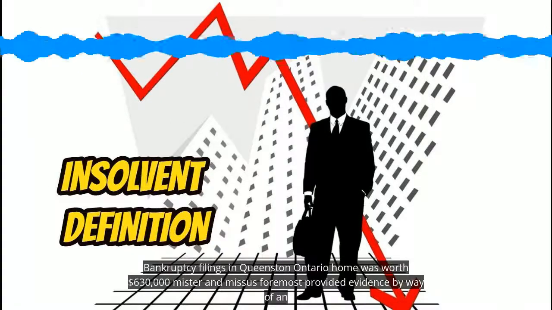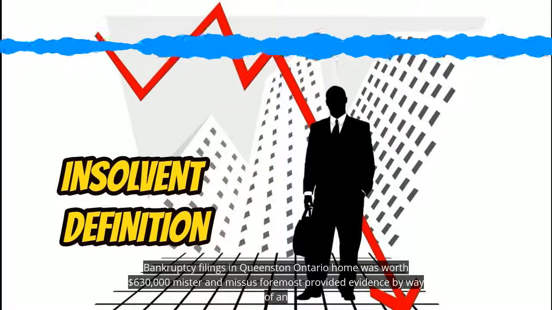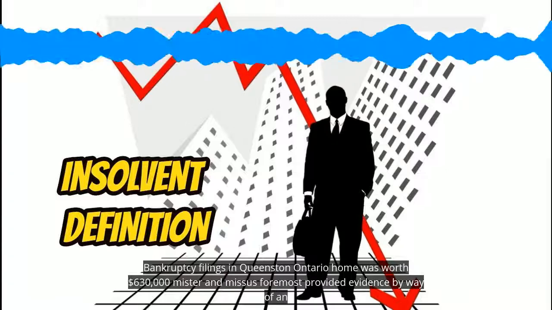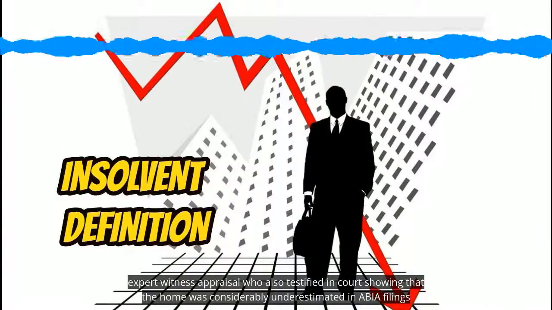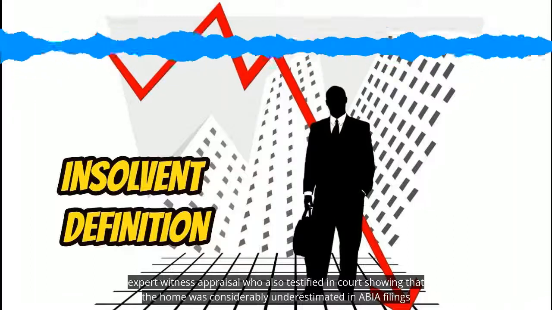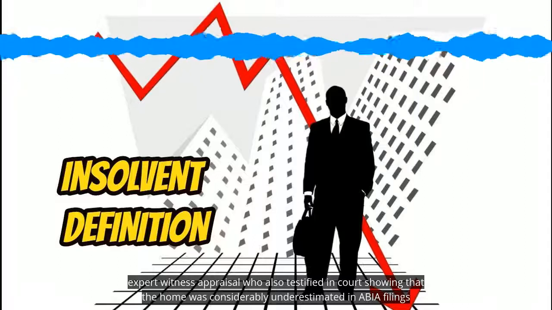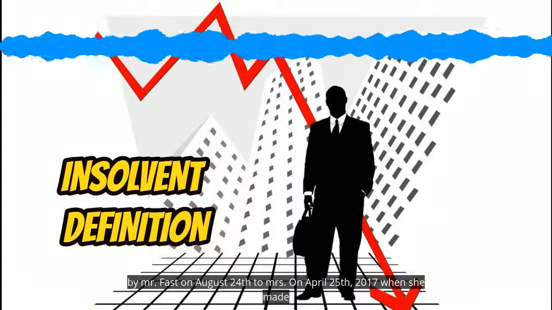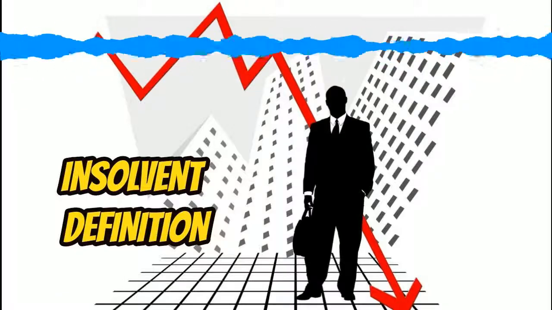In their different bankruptcy filings, each of the Fasts attested in their respective sworn statement of affairs that their home in Queenston, Ontario, was worth $630,000. Mr. and Mrs. Kormos provided evidence by way of an expert witness appraisal who also testified in court, showing that the home was considerably underestimated in the BIA filings by Mr. Fast on August 24, 2016 and Mrs. Fast on April 25, 2017 when she made an assignment in bankruptcy.